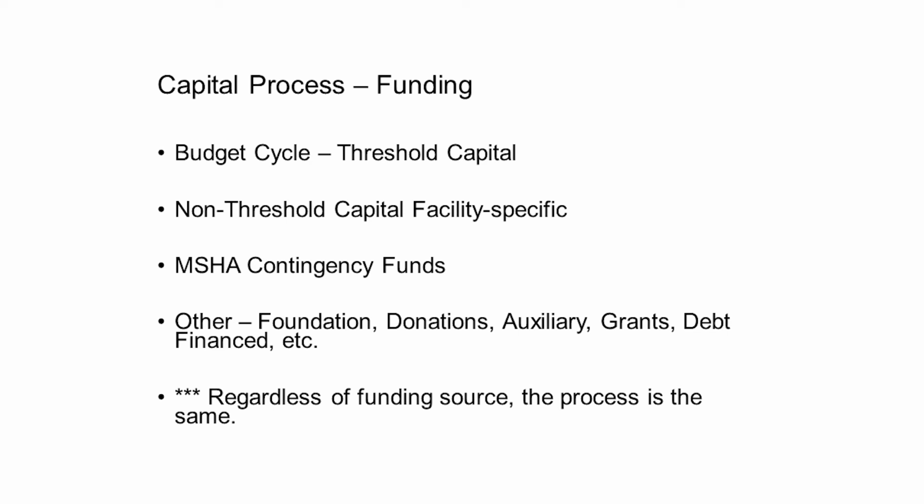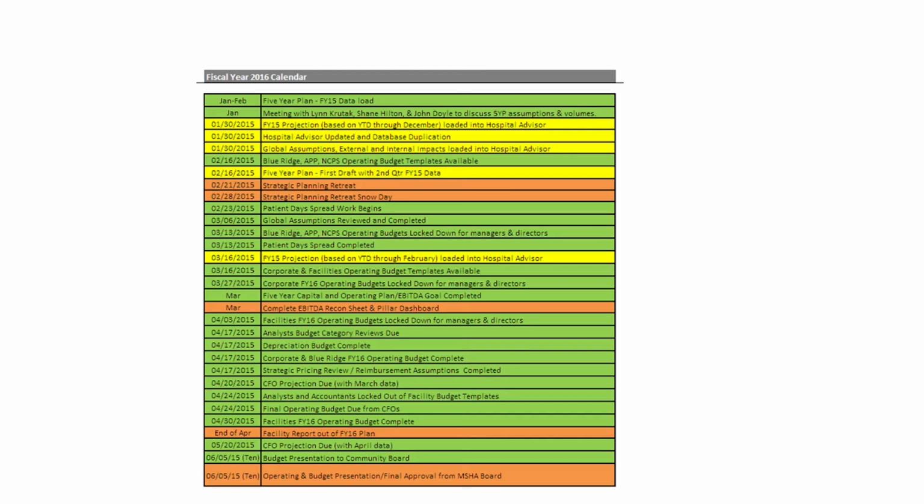And then there are the contingency funds. Let's say the capital standard or best practice of operations of capital is to have your budget, non-threshold, and then contingency funds for emergency needs. And then there are also other sources of funds for capital: donations, grants. The foundation may raise funds that can be used towards capital projects. But regardless of funding source, you want to have the same process in place from an approval and routing standpoint.